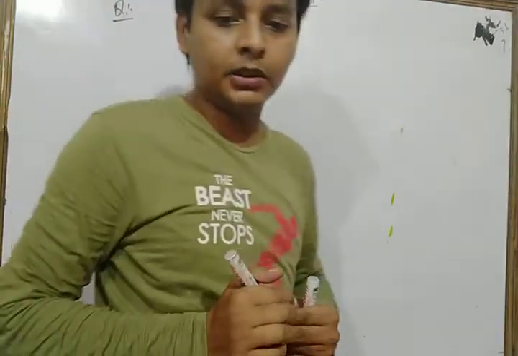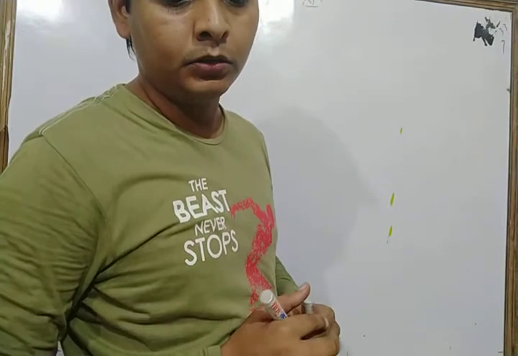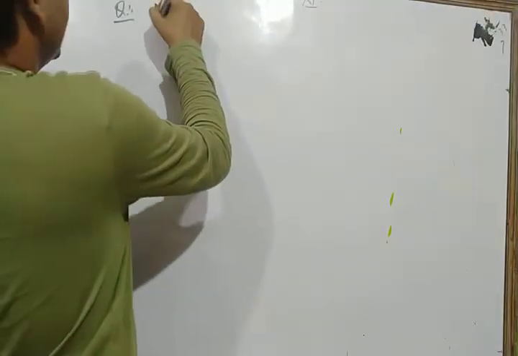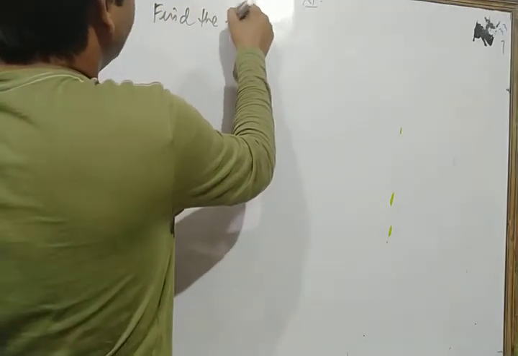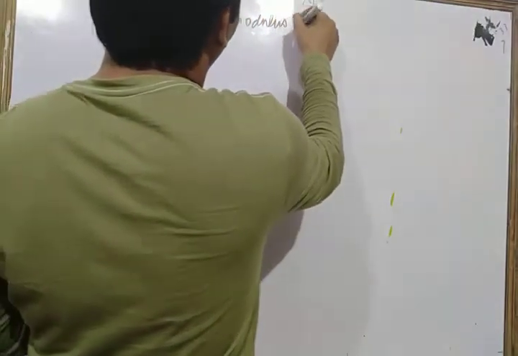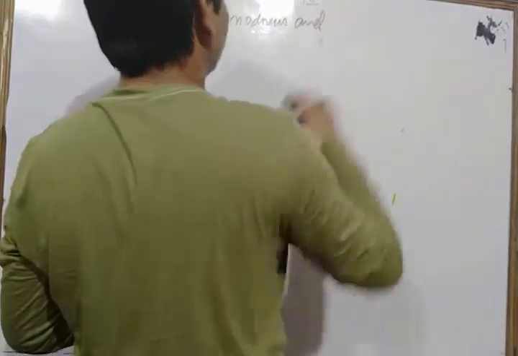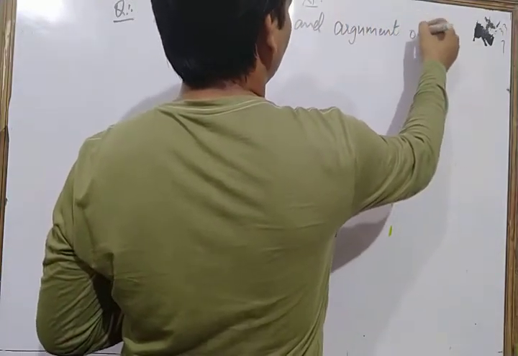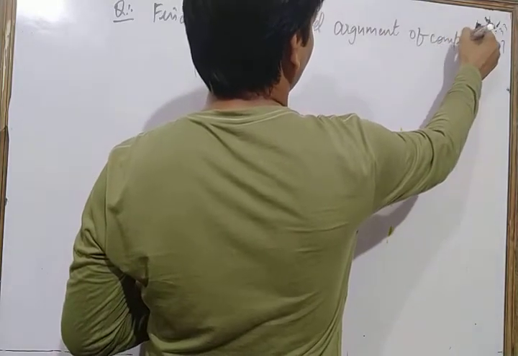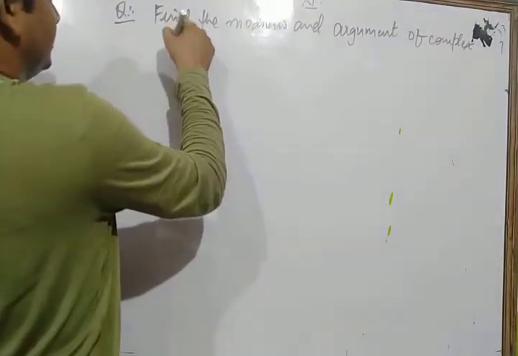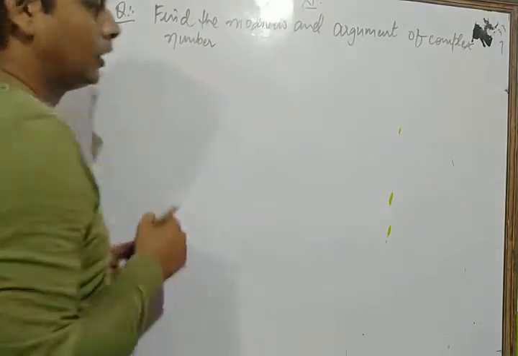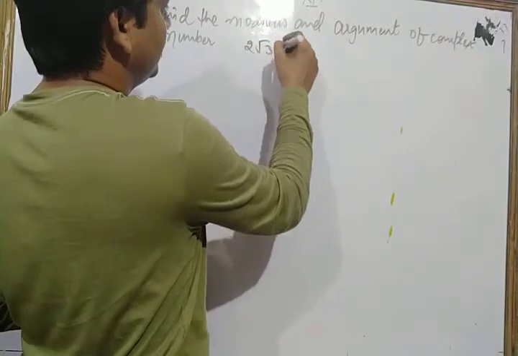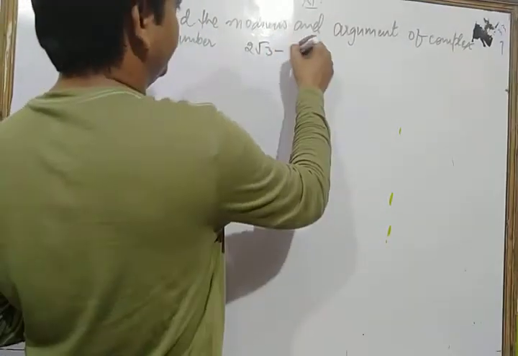So dear student, we take some other question on the same topic. Find the modulus and argument of the complex number 2 root 3 minus 2i.